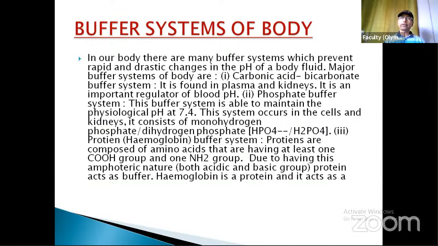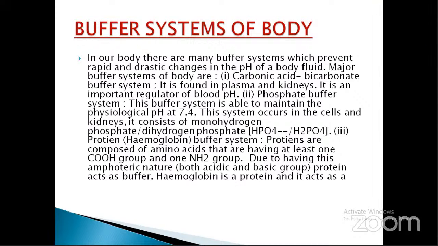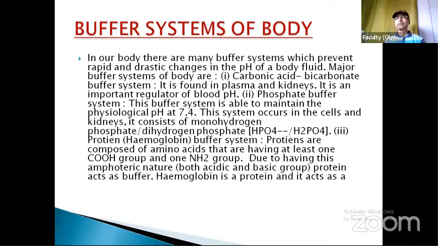So in the protein, when a number of amino acids are joined together, the protein also has at least one carboxylic acid and one amine group. So these two form a zwitterion and they are opposite to each other. This basic center and acidic center of protein helps protein to act as a buffer because it has both. So hemoglobin is a protein, and hemoglobin in our blood acts as a buffer to maintain the pH of the blood also.